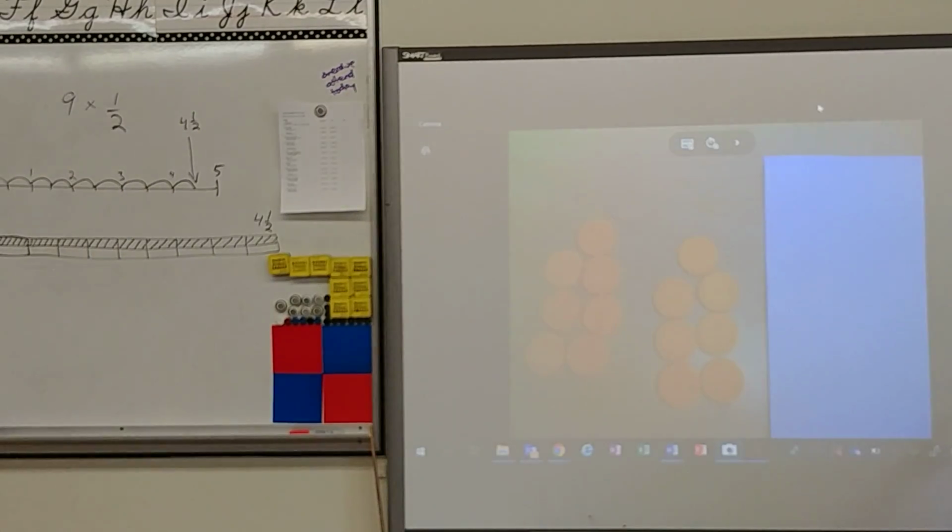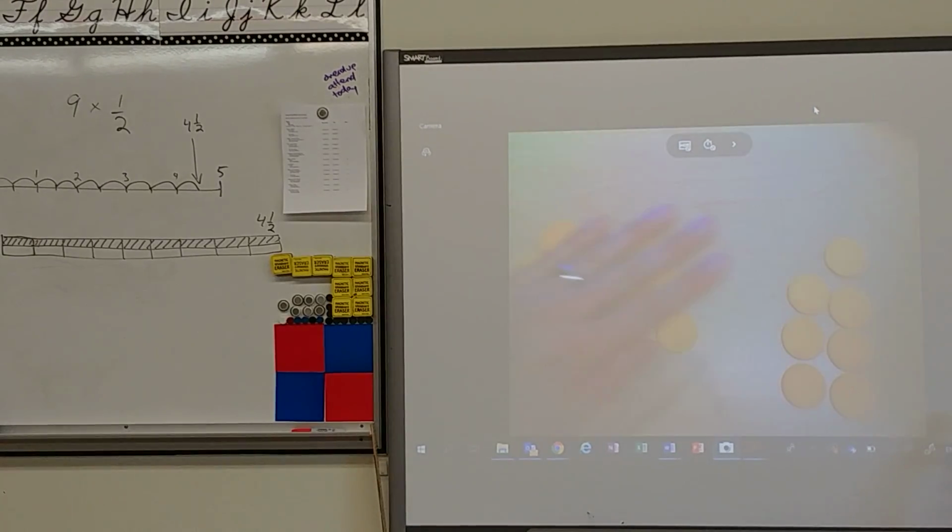Let's do it on our blocks. 3/5 times 10. All right, let's get 10 blocks. I got 2, 4, 6, 8, 10 blocks. And it says 3/5. Okay, let's split this into fifths. I've got 10. 1, 2, 3, 4, 5. 1, 2, 3, 4, 5. So I now have 5/5 of 10. Can you see all of those? How much is 3/5 of 10? 6.